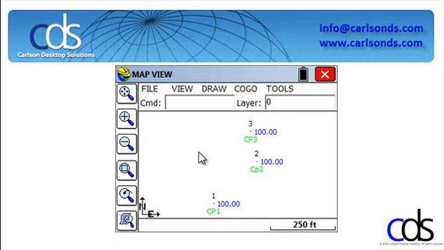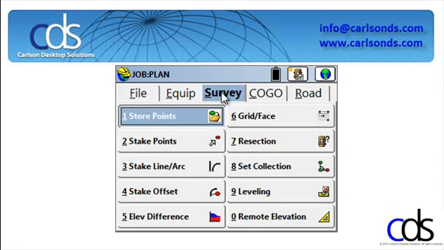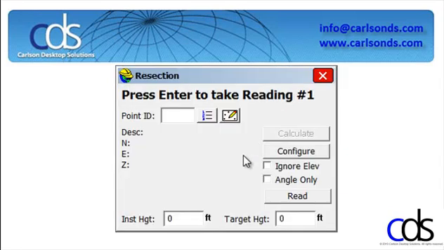So in this example, I'm set up somewhere over here to the side, and based on that, we're going to shoot these other three points to come up with our current location. So we would set our instrument up on the unknown point. We would go to the survey menu and say resection.